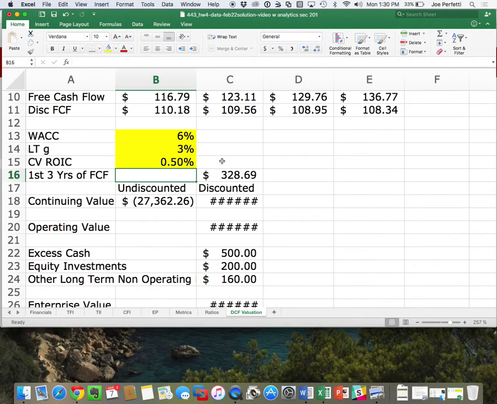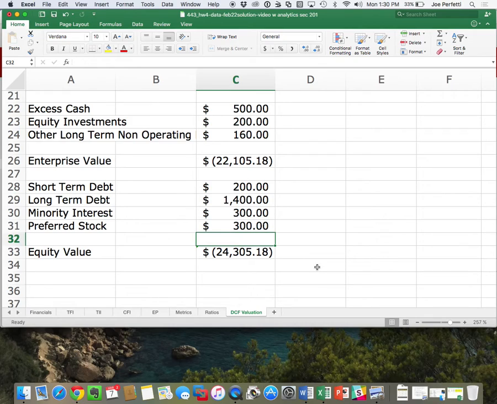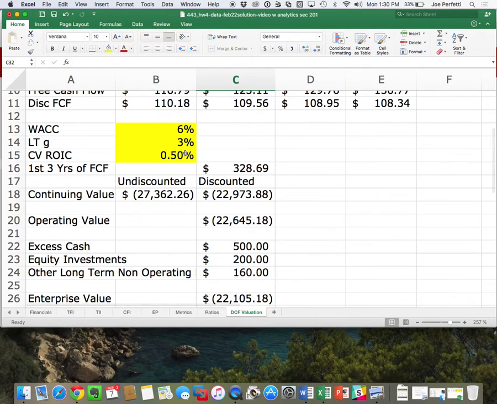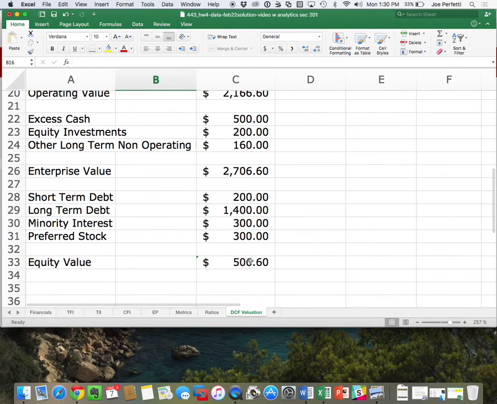0.5%? Now what happens? The company is bankrupt. And why is the company bankrupt? Because it lost so much money investing in bad investments that it can't pay back the debt even with its cash reserves. Does that make sense? As a matter of fact, if you really want to see this, what if I made the continuing value ROIC approximately 5%? Well, then we're pretty much worth the cash, right?